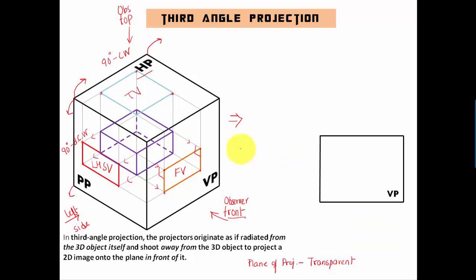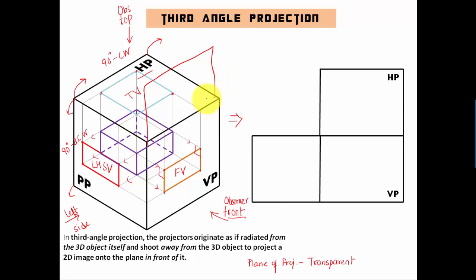That's the vertical plane. So when you rotate this horizontal plane, it would appear as if it's here. Let me show you. So the horizontal plane would appear over here, so this is going to be your horizontal plane, and that's the profile plane. Over here we will be getting the left hand side view. Here we will be getting the front view, and here we're going to be getting the top view.